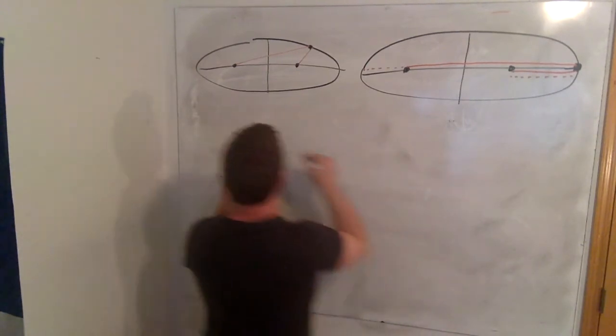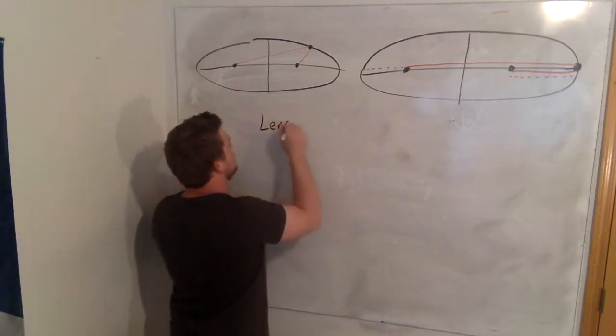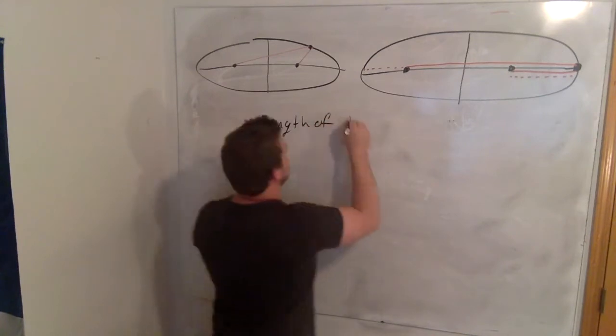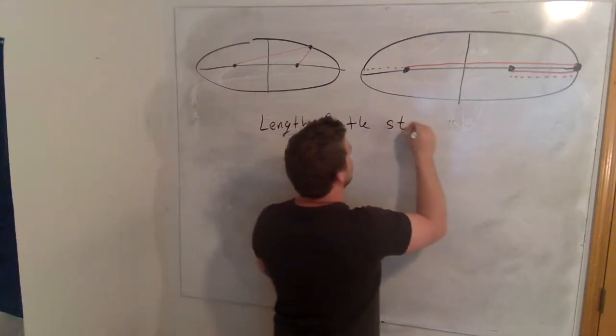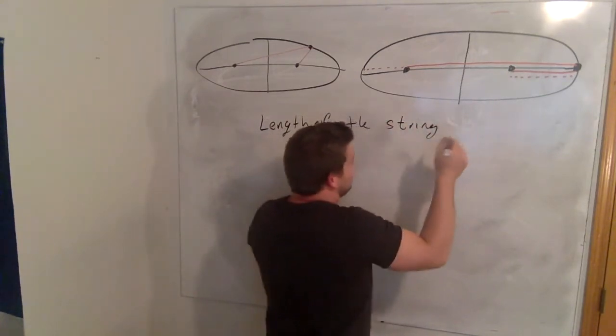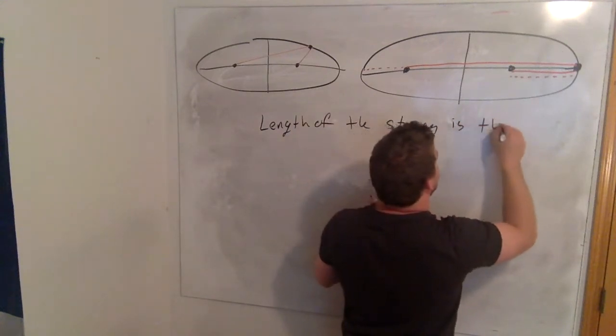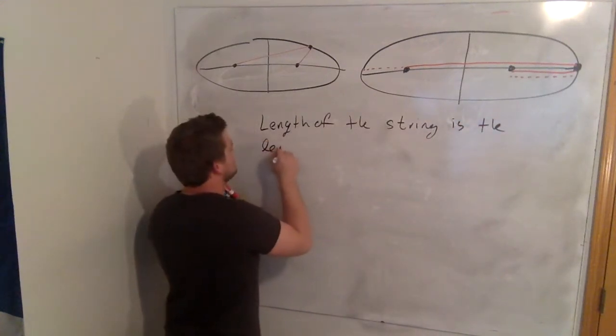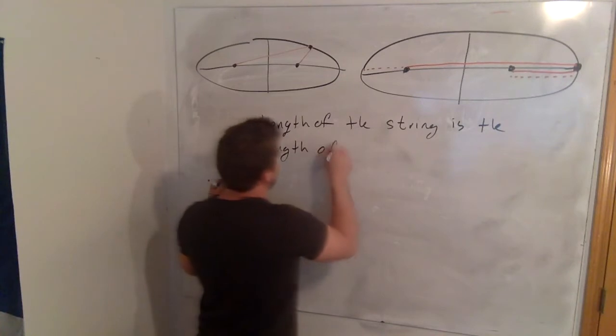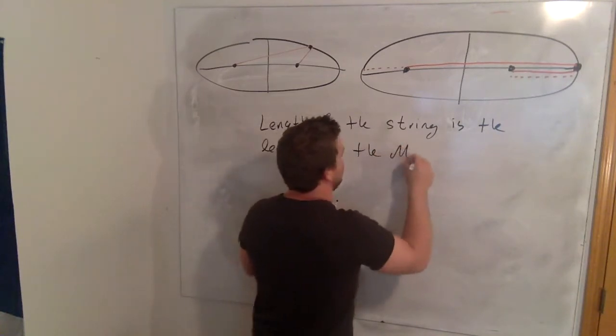We should make a note of it. The length of the string, if you were drawing an ellipse, is the length of the major axis.